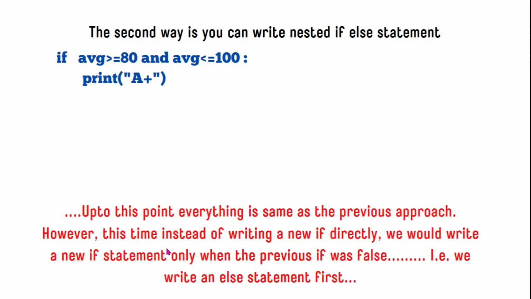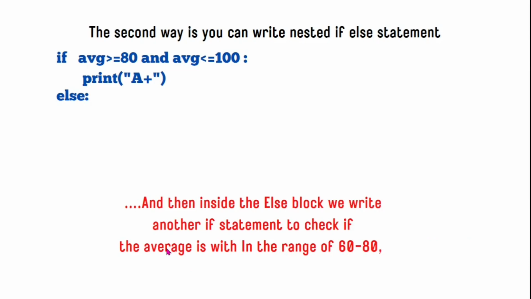Up to this point, everything is the same as the previous approach. However, this time, instead of writing a new if directly, we would write a new if statement only when the previous if was false. That is, we write an else statement first, and then inside the else block, we write another if statement to check if the average is within the range of 60 to 80.